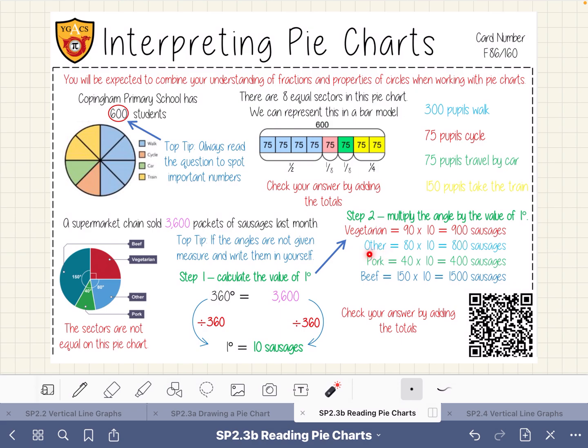The section marked other is worth 80 degrees. There are 10 sausages in each of these degrees, so there are 800 sausages altogether. Pork, 40 degrees. Each degree is worth 10, that means there are 400 sausages. And for beef, it is 150 degrees. Each of those worth 10 again, which means 1,500 sausages are made from beef. We can check our totals by making sure this also adds up to 3,600. Let's have a go in an example.